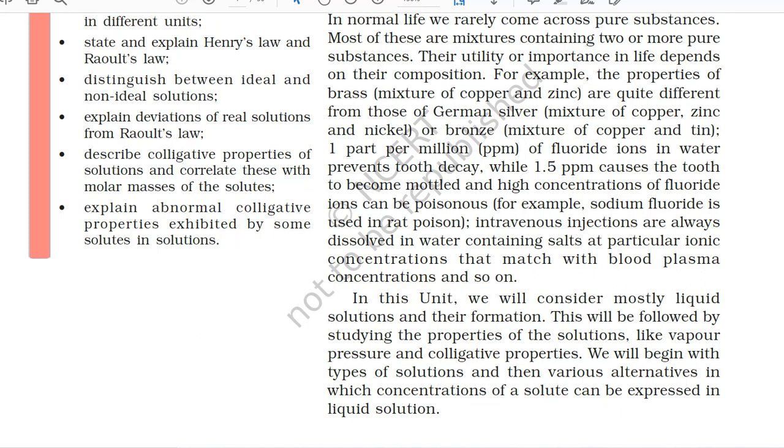This will be followed by studying the properties of the solutions like vapor pressure and colligative properties. We will begin with types of solutions and then various alternatives in which concentrations of a solute can be expressed in liquid solution.